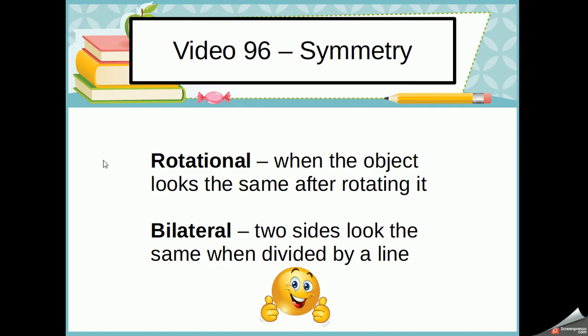Bilateral, on the other hand, is when the two sides look the same when divided by a line. So bilateral symmetry is probably the one you've heard of more. But if I divided a shape in half and it looked as if there was a reflection, that would be bilateral symmetry.